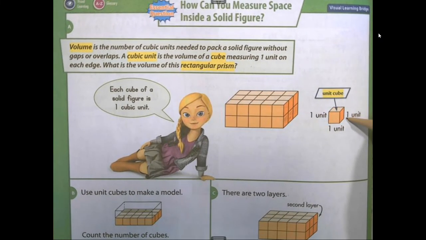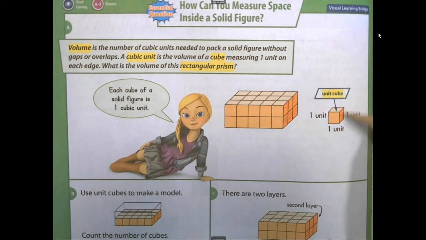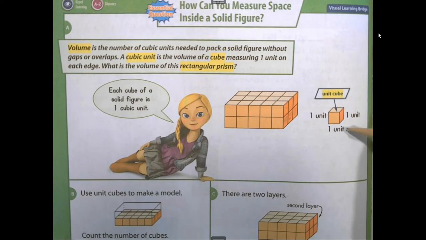So here is our unit cube. It measures 1 unit on each of the edges, so this is a unit cube. Its volume would be 1 cubic unit. All right?